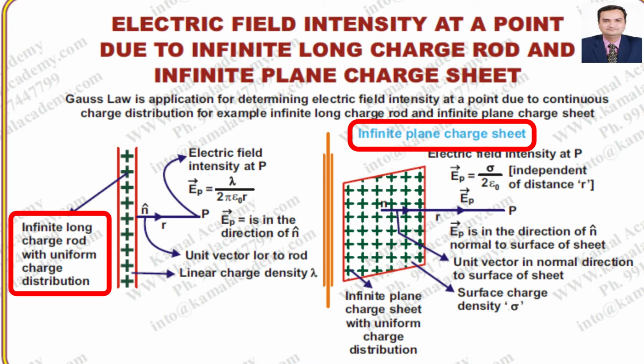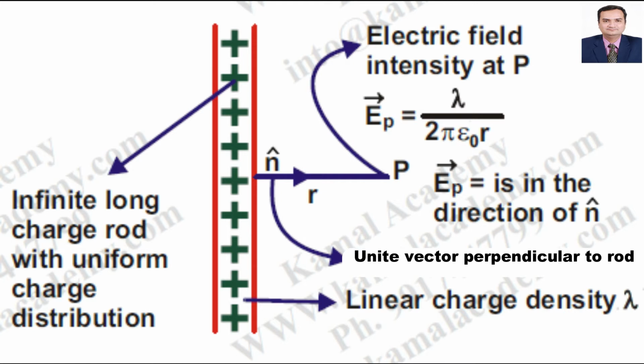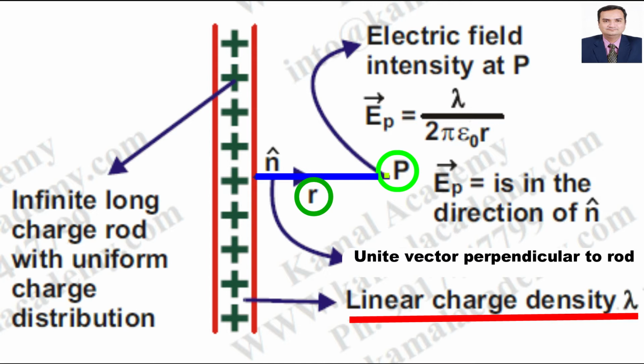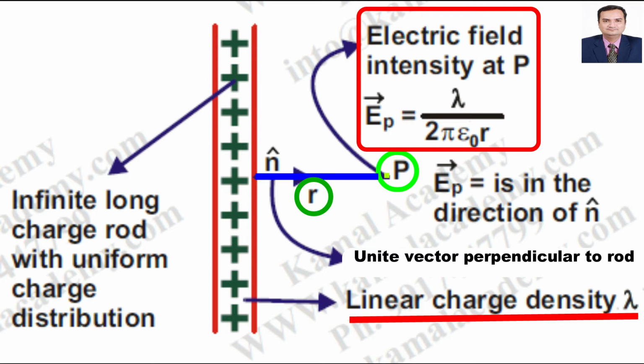So let us consider an infinite long charge rod with uniform positive charge distribution. Let lambda be the linear charge density of the rod. So lambda represents the magnitude of charge per unit length of the rod. To determine the electric field intensity at point P, which is at a distance r from the rod, this electric field intensity at point P is given by EP equal to lambda upon 2 pi epsilon naught r.